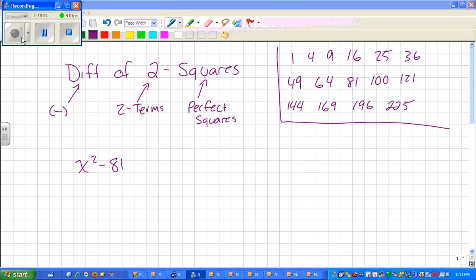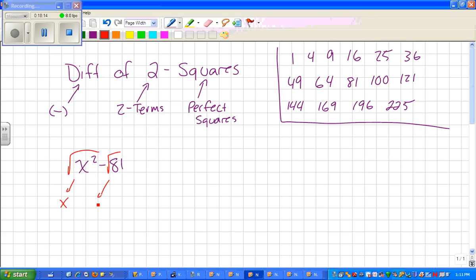Okay, so x squared minus 81. If you notice, if I take the square root of x squared, I get x. If I take the square root of 81, I get 9. But that's only one of my parentheses, x plus 9. I've got 2 x's here, so one goes to the first set of parentheses, the other goes to the second. And from 81, using 9, I don't want to get 81, I want to get negative 81. So if I have a positive 9 here, I need a negative 9 here.